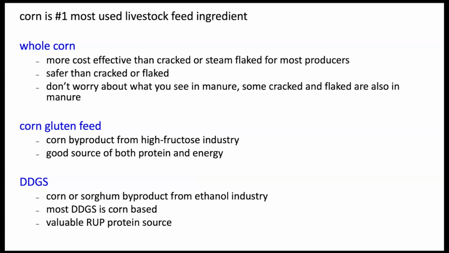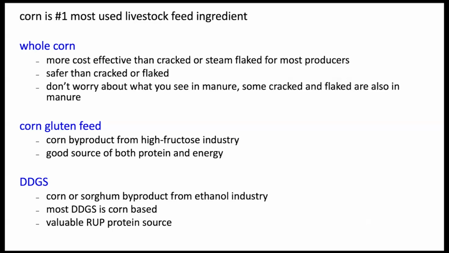As I mentioned earlier, whole corn is going to be much safer than cracked or flake corn from an acidosis standpoint. You will see a little bit of that corn in the manure. Don't worry about that. That's going to be accounted for when we look at the TDN values on the next slide. The other thing I would tell you, why you can't readily see it, is there is some of that cracked corn and some of that flake corn that ends up in the manure as well. It's just that the whole kernel corn is a little bit easier to see.